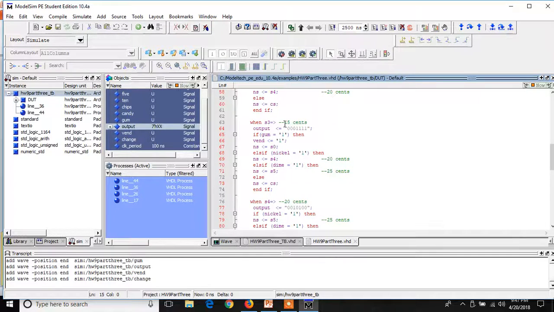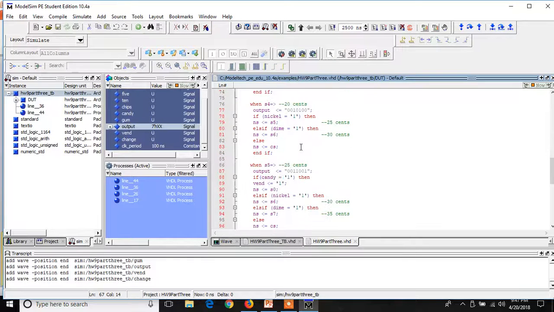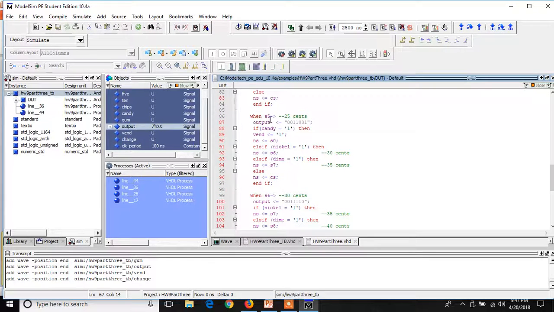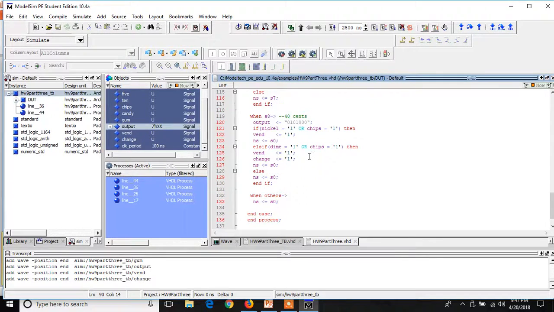So if the user selects to dispense, they want gum. So right here it says gum is 1, then vend equals 1. And because it's exactly 15 cents, the machine does not owe change. So it just dispenses it and goes back to state 0. So it does the same at state 5, which is the 25-cent stage right here. And then it does the same at 40 cents.